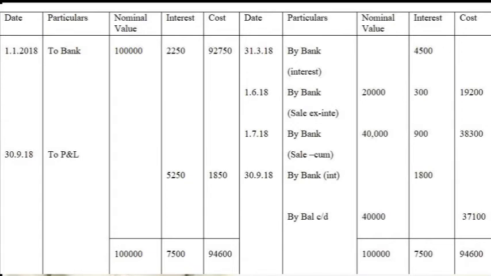Then the cost of those 40,000 securities: 92,750 into 40,000 divided by 1 lakh, that comes to 37,100. Then our last journal entry: interest account debtor, government securities account debtor to P&L on 30/9/2018. In the interest column 5,250 and then in the cost column 1,850. This is the solution to our problem. I think the solution is clear for all of you.